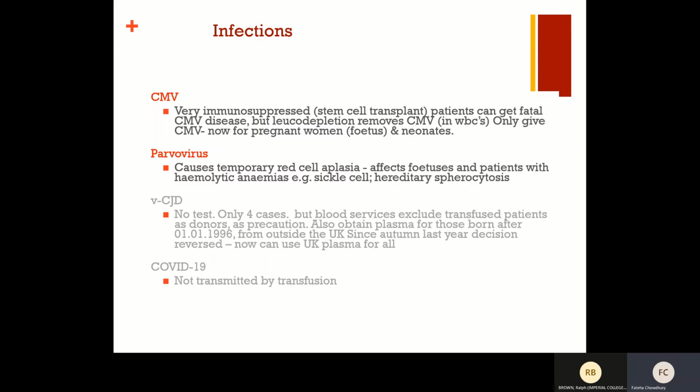So for our very immunosuppressed patients and pregnant patients and intrauterine transfusions, we make sure that we give them CMV negative products. Also, for our hemoglobinopathy patients, it's important to note that parvovirus can cause temporary aplasia, and so we try and make sure that we screen for this if the patient has an aplasia that's not related to infections.